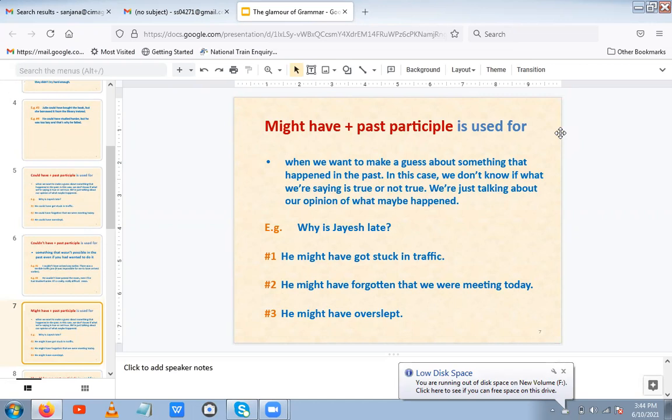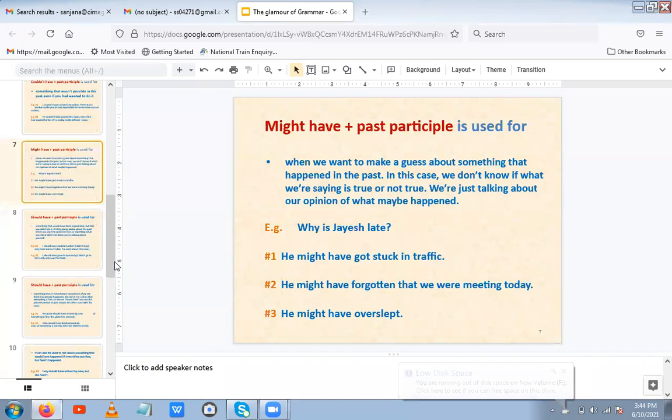Why is he late? He might have got stuck in traffic. He might have forgotten that we were meeting today. He might have overslept. So you can either use he could have forgotten and भूल गया होगा या हो सकता है. He may have, he might have. So in both cases, we are only guessing what really happened, but we do not know. सच्चाई क्या हम लोग को नहीं पता, हम लोग guess कर रहे हैं.